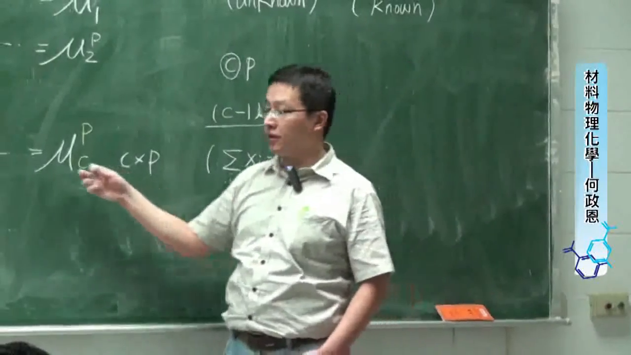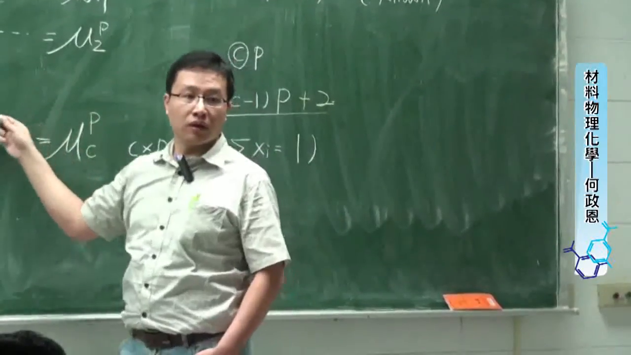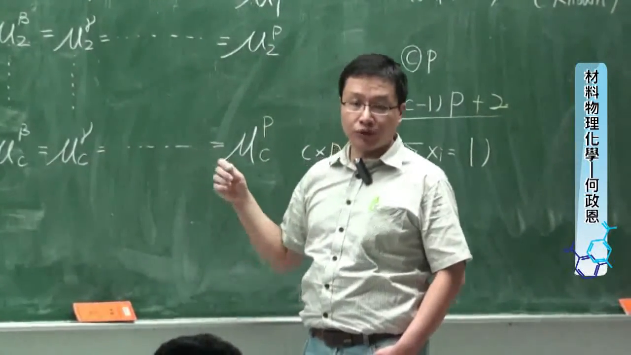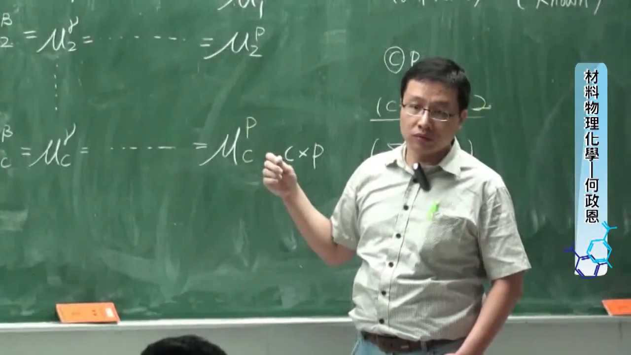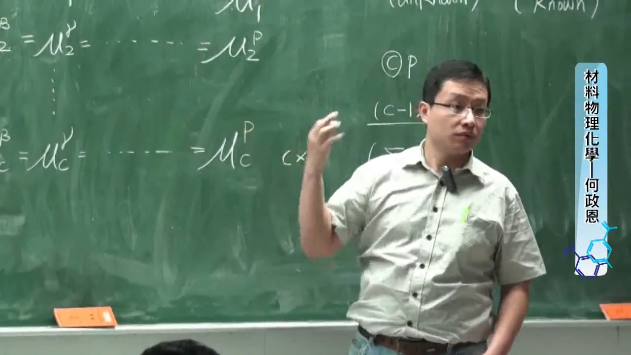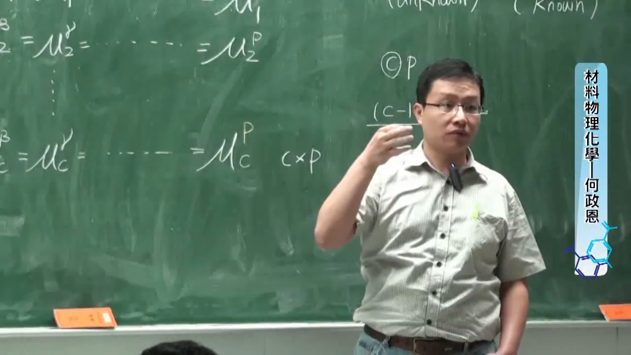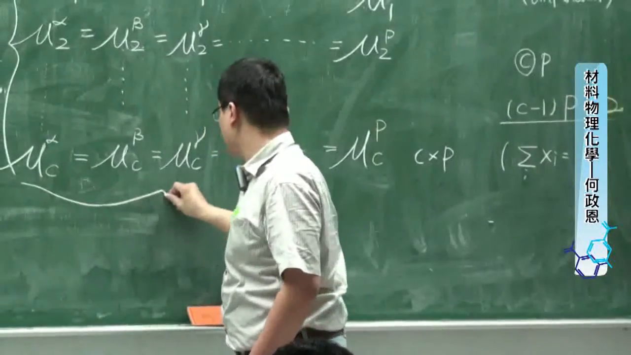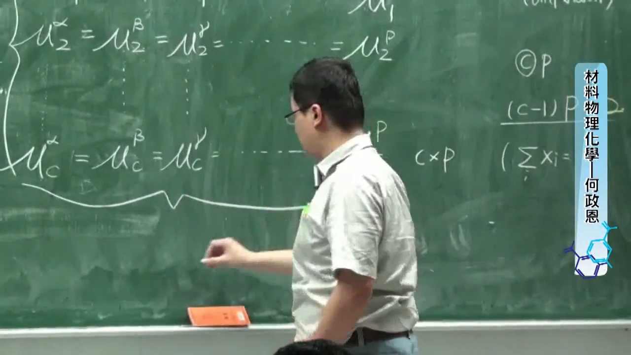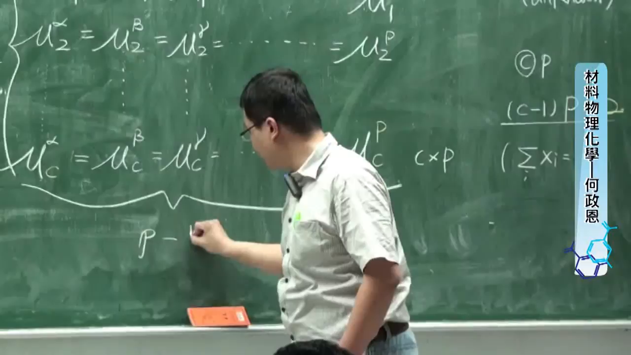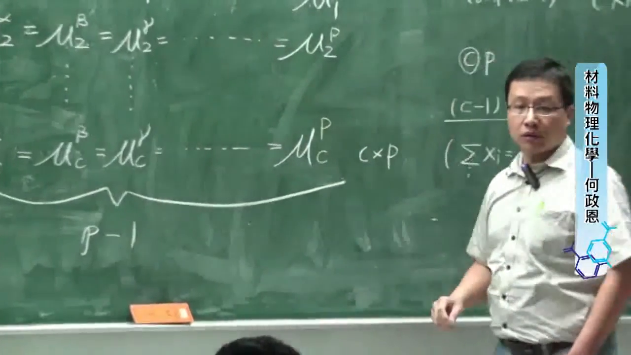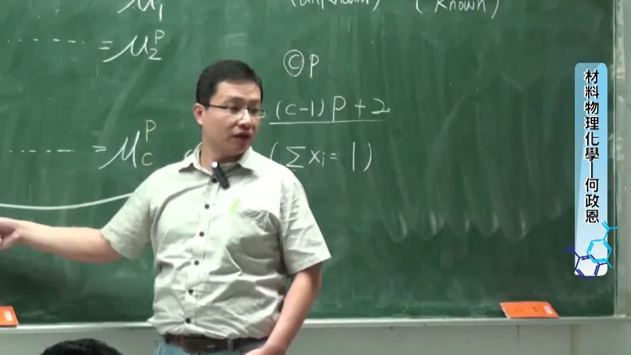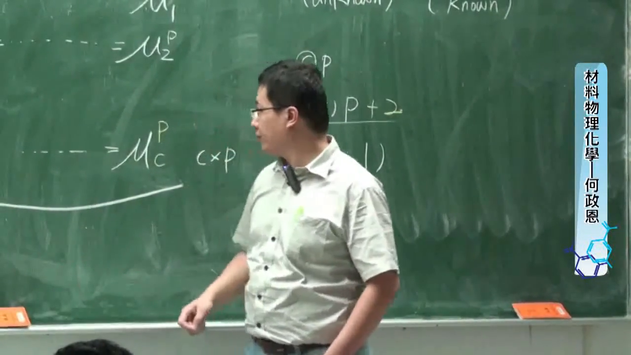P currents, right? We have P current, but how many relations in between? P minus 1, exactly. So we have P minus 1. Any question for this? No.